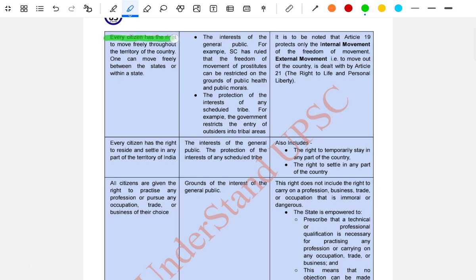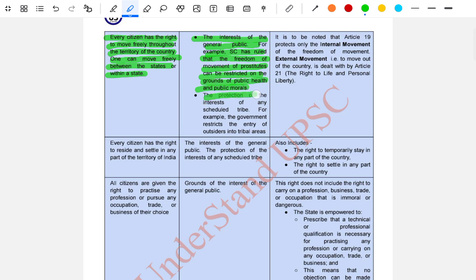Every citizen has the right to move freely throughout the territory of the country, and one can move freely between states or within a state, in the interest of the general public. For example, the Supreme Court has ruled that the freedom of movement of a prostitute can be restricted on the grounds of public health and public morals.